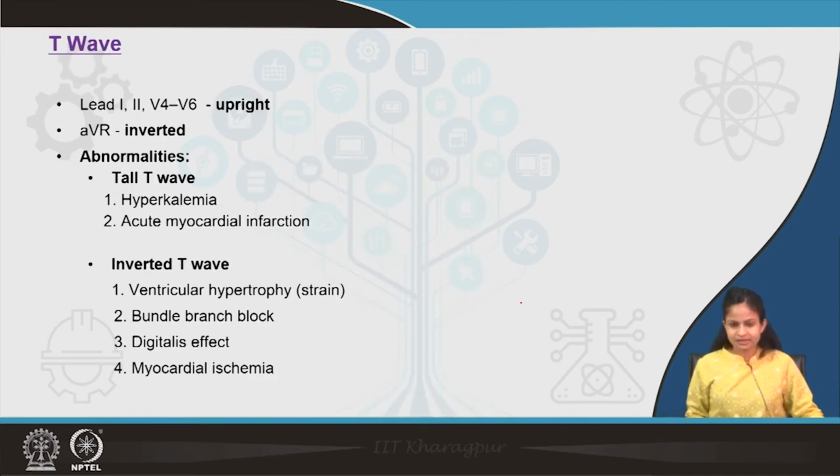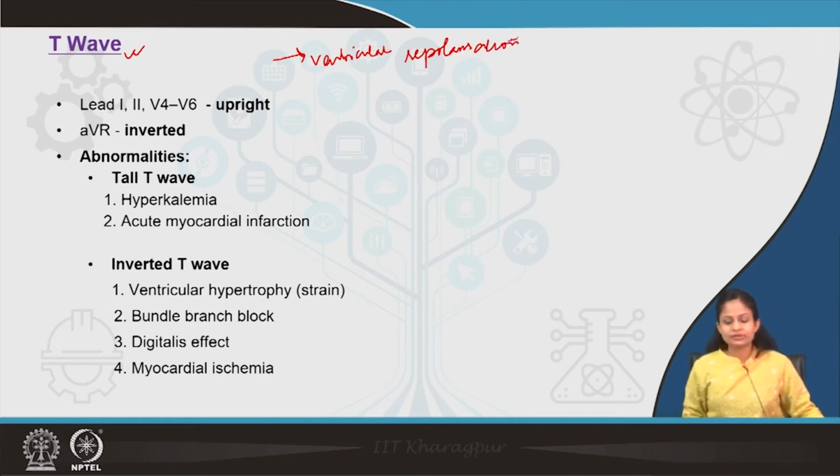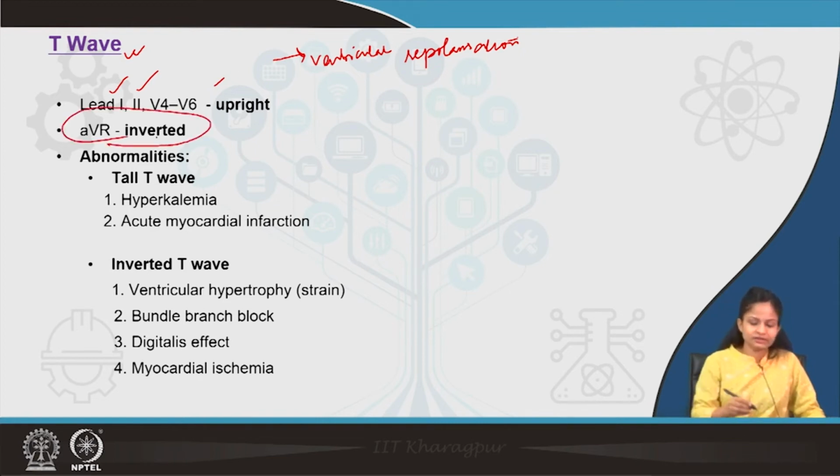The final and last important wave is the T wave. This T wave is because of ventricular repolarization. We have already discussed this. The T wave is usually upright. It gives an upward deflection, especially in lead 1, lead 2 and V4 to V6. In other leads it could be biphasic, but the important thing is that in AVR it should be inverted.